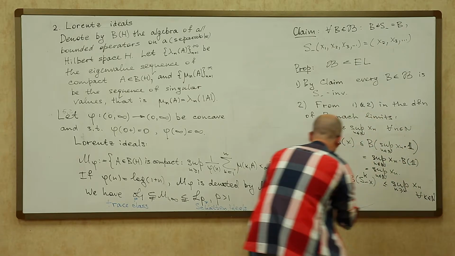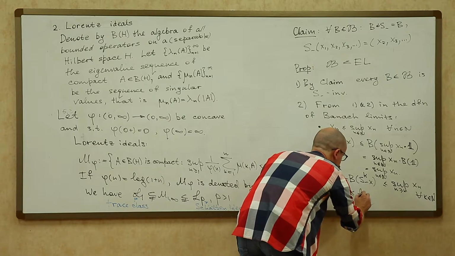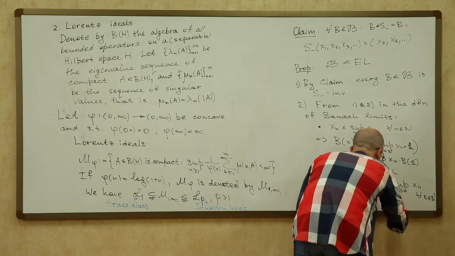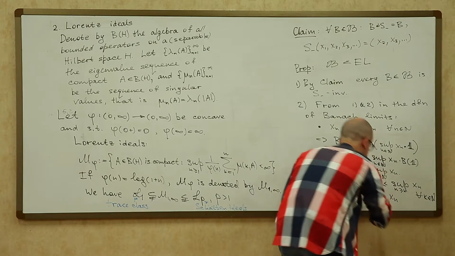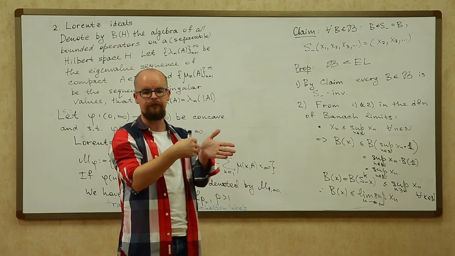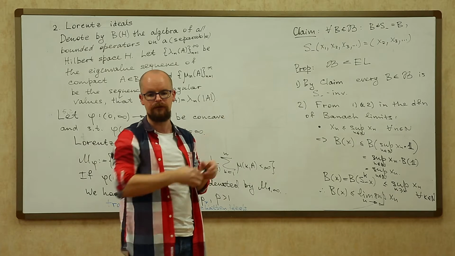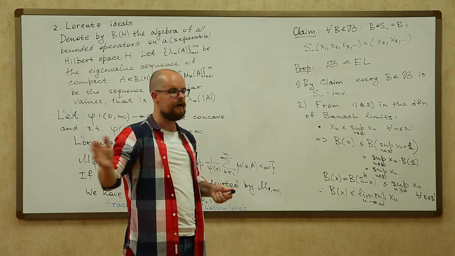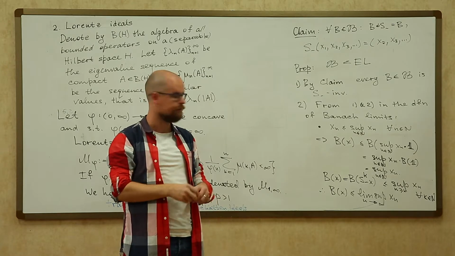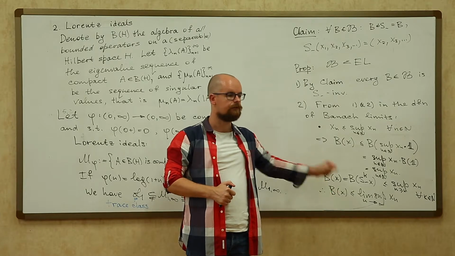Therefore, the Banach limit is less than or equal to the lim sup of x_n. So it's less than the supremum, but it does not depend on the first finite number of coordinates. We can remove any finite number of the first coordinates, and the result does not change. And this shows that it's an extended limit.